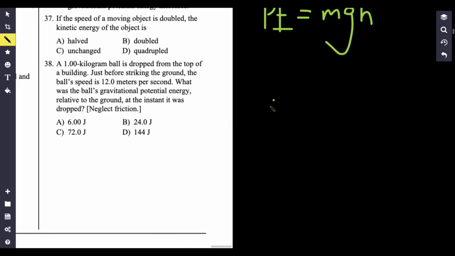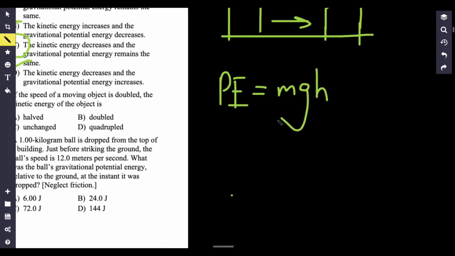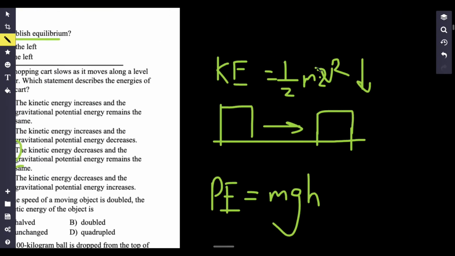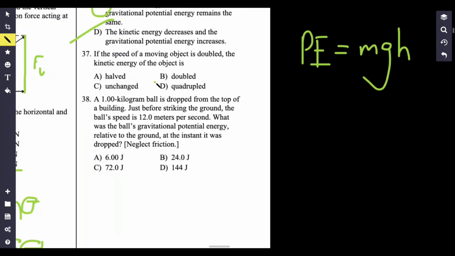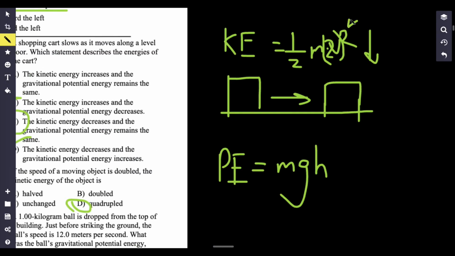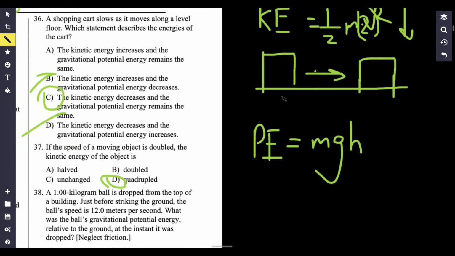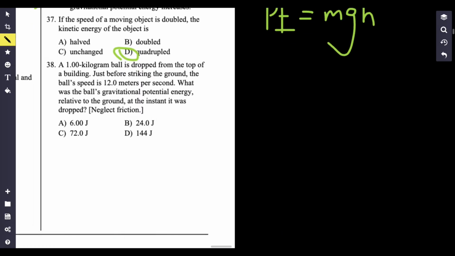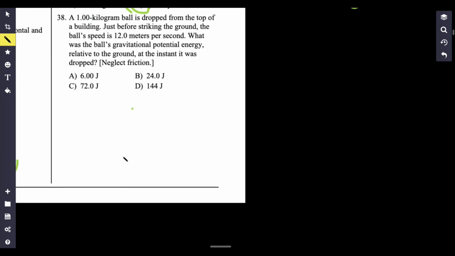If the speed of the moving object is doubled, then what happens to the kinetic energy? Well, if I double this velocity, then I'm going to have 2 velocity squared, which is going to be a 4 times increase. So it's going to be quadrupled for that one. All right, this is why it's important to recognize that whenever you're squaring something, it's going to have a really big impact if you only just double something, right?